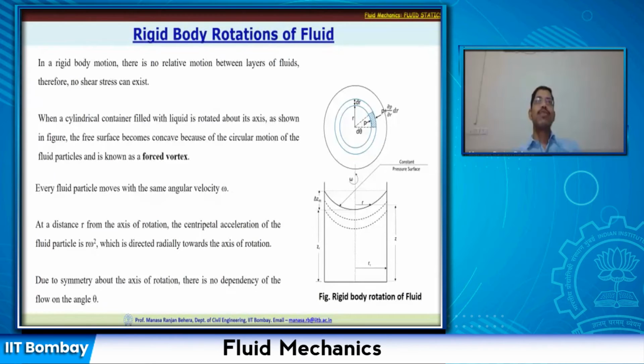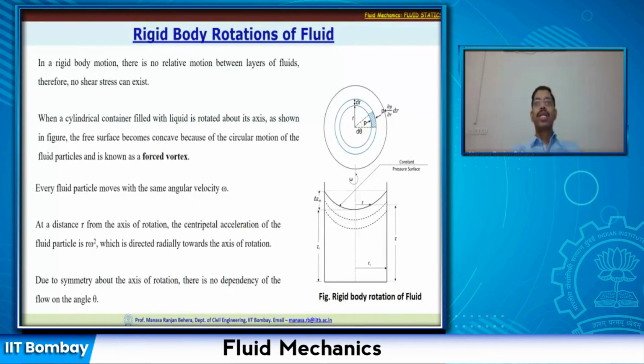Now this circular motion of the fluid particles is called a vortex, forced vortex. Okay. In this, every fluid particle moves with the same angular velocity, omega, with which the tank is rotating. So the tank is rotating with omega, and each particle in it is also rotating with rotational angular velocity omega. If all the particles are rotating with angular velocity omega, then obviously there is no relative motion either in the vertical direction or horizontal direction. So there is no shear.